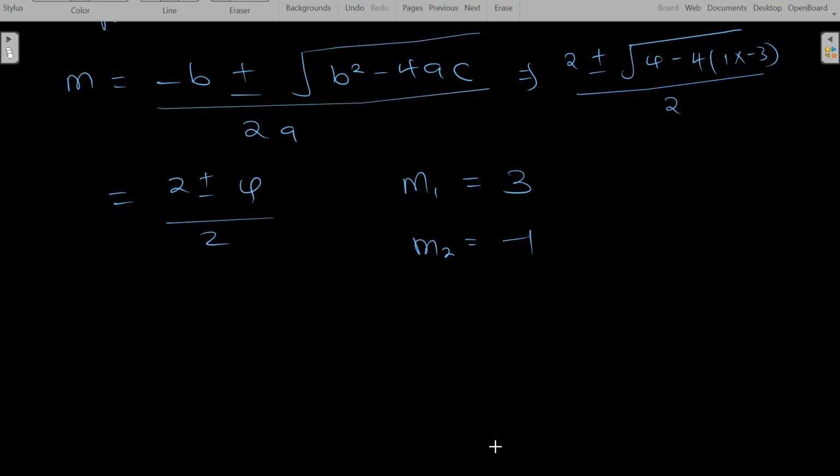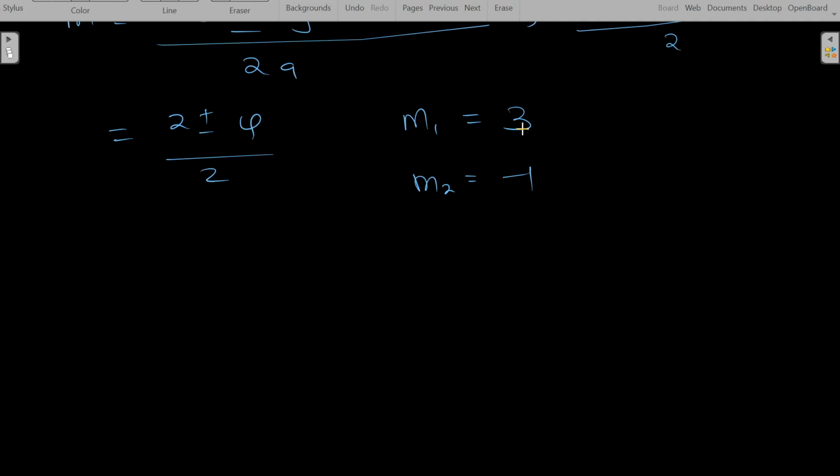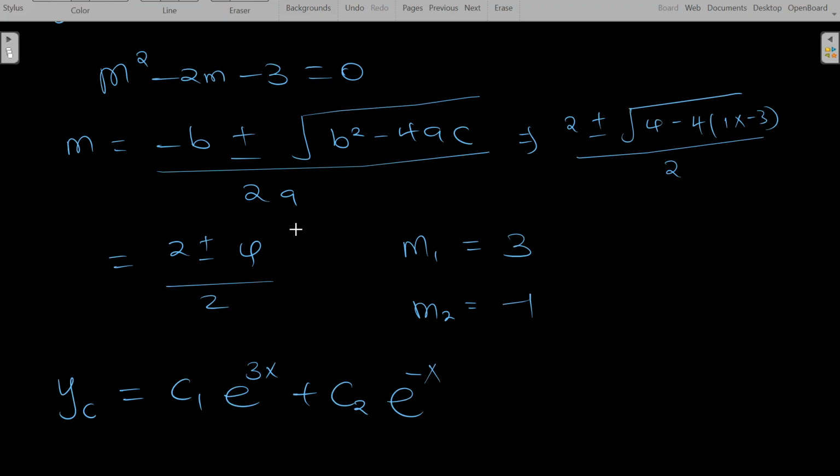So you can see these are very distinct roots. If you check my earlier videos, you'll know these are real roots. So your complementary function yc is c1 e raised to 3x plus c2 e raised to negative x. Sorry, it should be x, don't interchange the symbols. That's how we perform it.